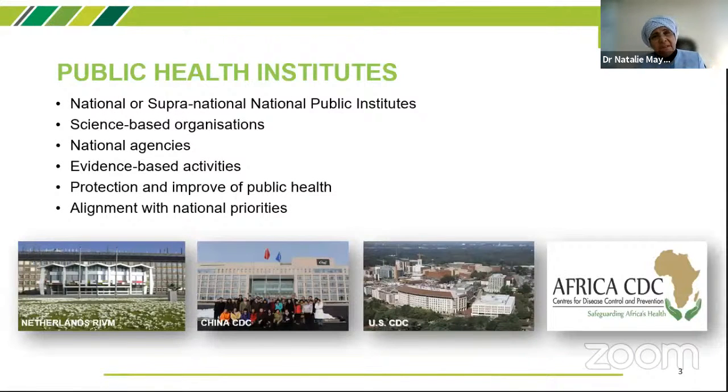Okay, so contextually, there are public health institutes globally that are responsible for rare disease surveillance. And these public health institutes are either national or supranational. They are science-based organizations that are often national agencies that act on behalf of government, but provide evidence to improve protection and public health. And they are aligned with national priorities.